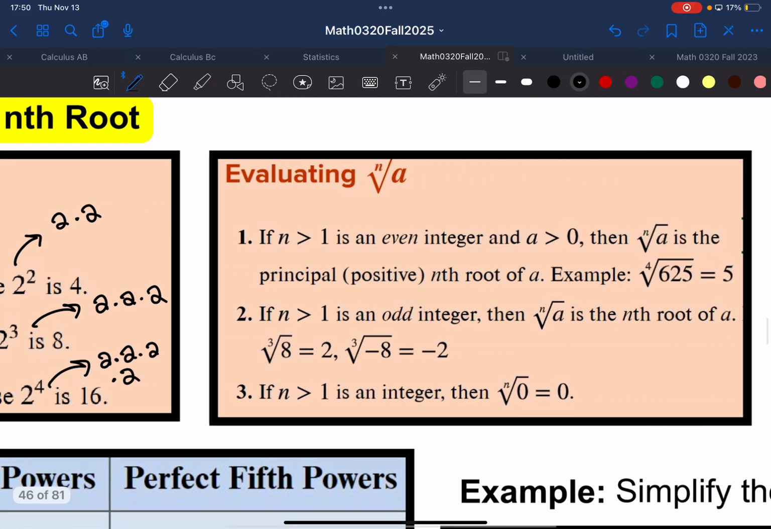So then it says evaluating the nth root of a. Okay. So it says if n is greater than 1, then we have an even integer, and a is greater than 0, then the nth root of a is the positive nth root of a. All this is saying is that if this number on the outside is greater than 1, and it's even, so 2, 4, 6, 8, etc., when we take that nth root, we are going to get a positive number.